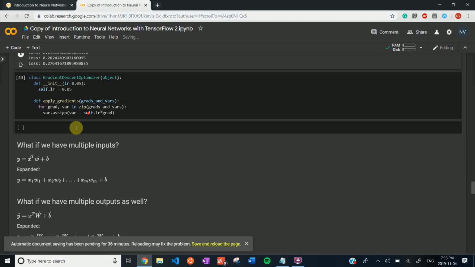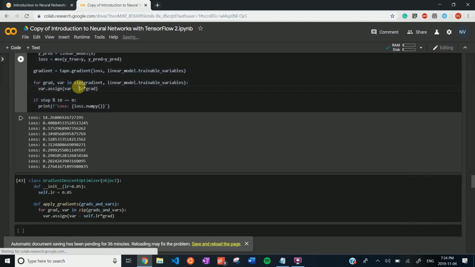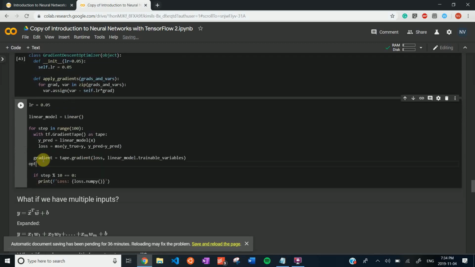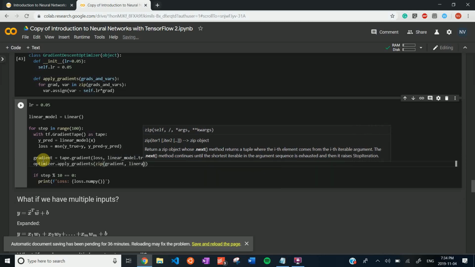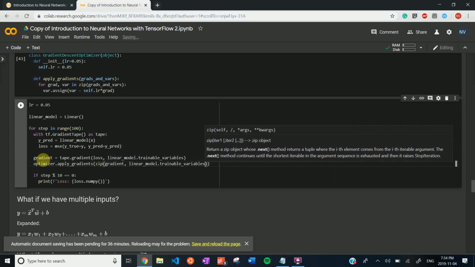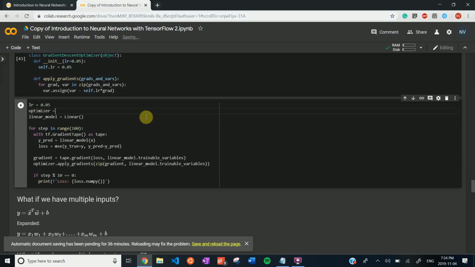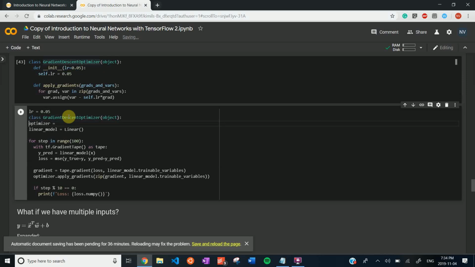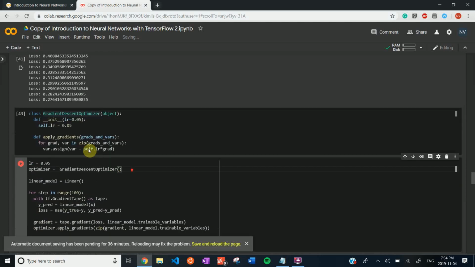Cool, so that just makes our training loop a little bit more clean, where now we can just do the following. Instead, we can just apply the gradients to our linear model. And we're just going to have to create the optimizer here. Oh no, self is not defined.